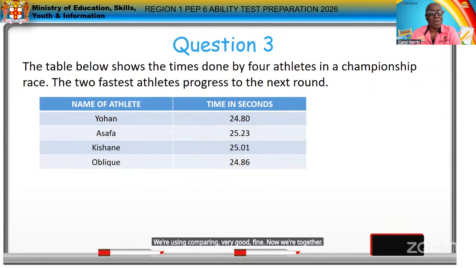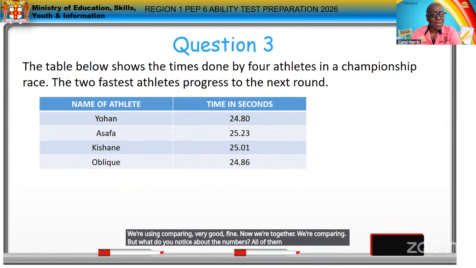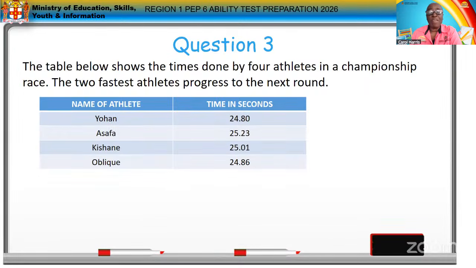But what do you notice about the numbers? All of them have the same. When you're comparing numbers, what strategy do we use to compare numbers? Thank you, we're comparing the numbers.